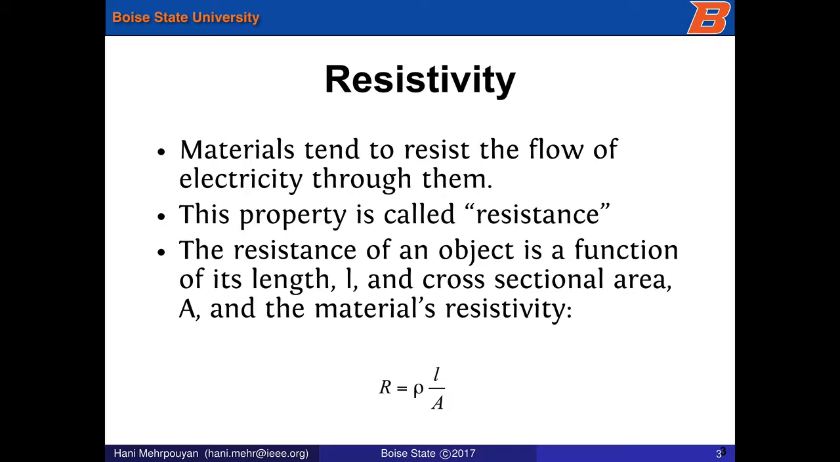So basically, every single material that we have tends to resist the flow of electricity through it. Even metals have a certain resistance to them.